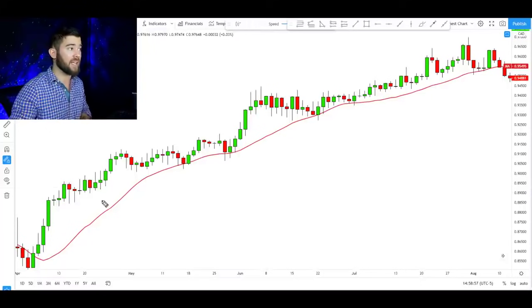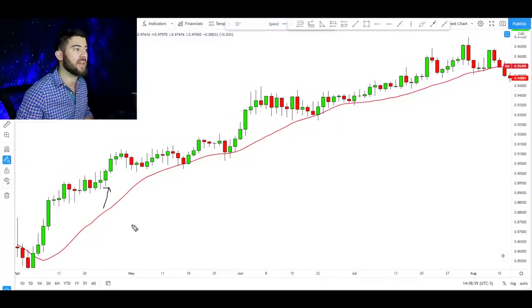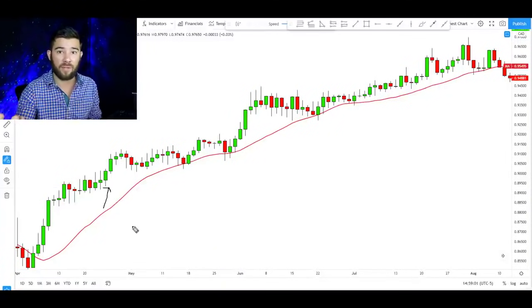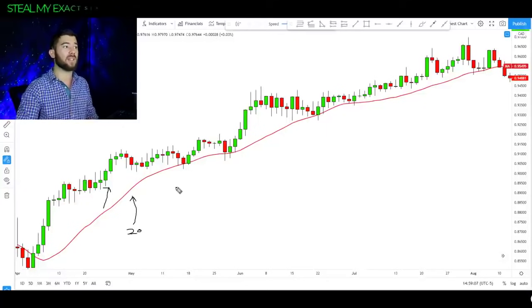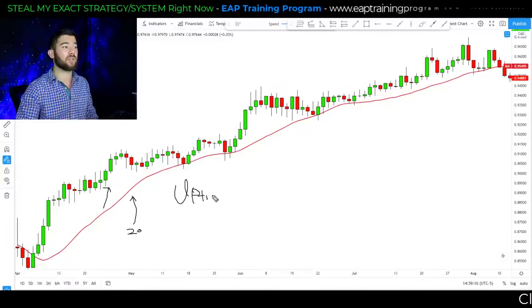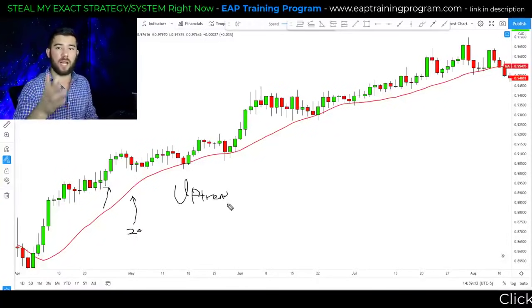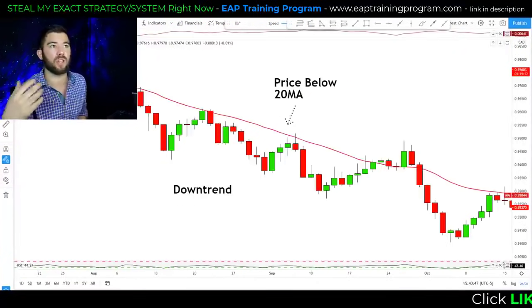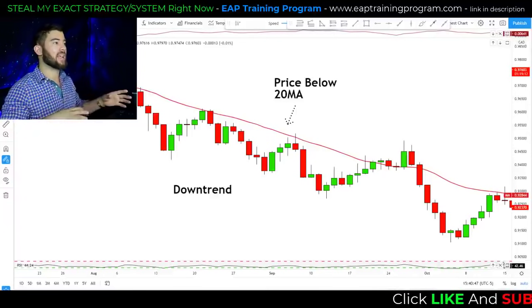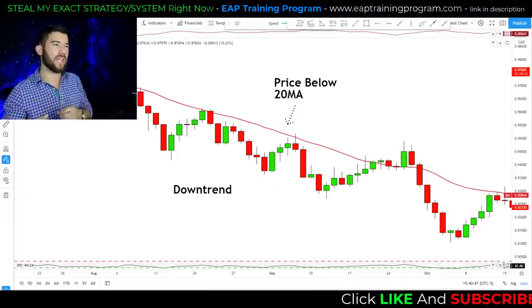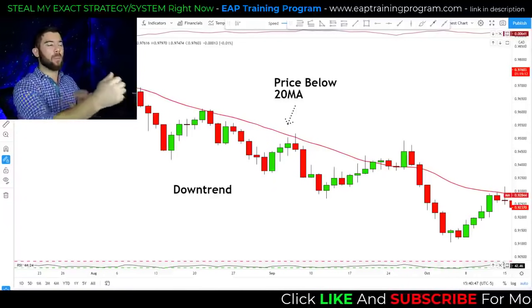The way you would do that is if price is trading above whatever period moving average you choose. For short-term trends, the 20 works great. If price is above the 20, then I am in an uptrend. And I'll do an example on the screen now. If price is below the 20, then I am in a downtrend. And that's the way we would use a moving average, a single moving average, to help us define trend.